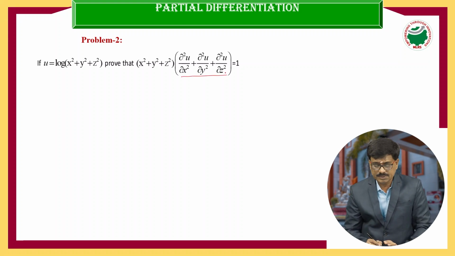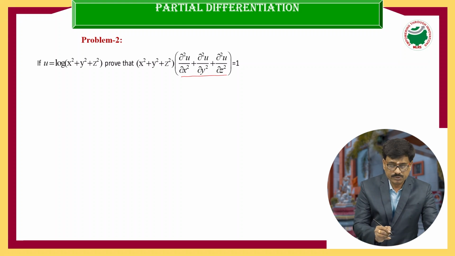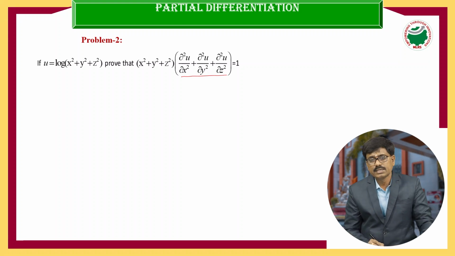What we observe from these quantities is we need to calculate the second order partial derivative with respect to x, and similarly the second order derivative with respect to y, and the second order partial derivative with respect to z. Then we add them together, then multiply with the resultant value of x² + y² + z², then the resultant becomes 1.